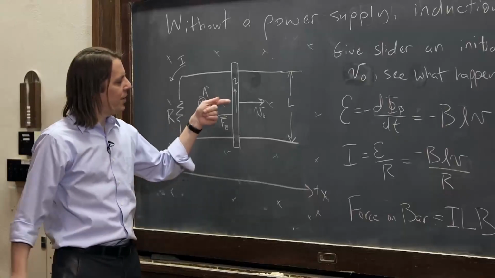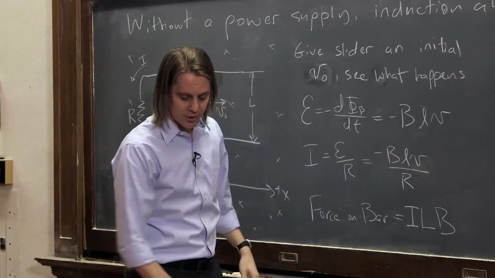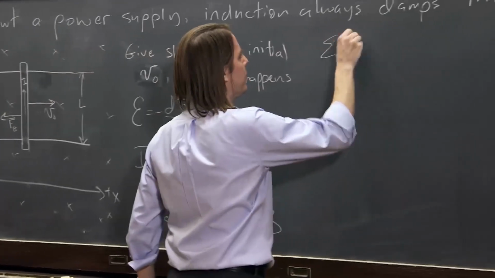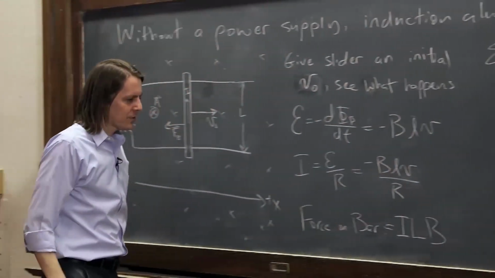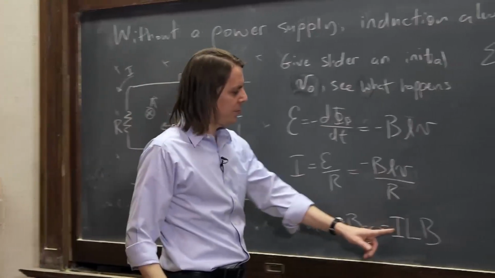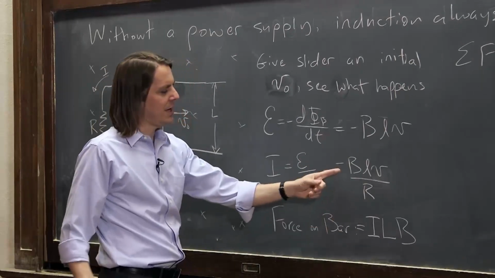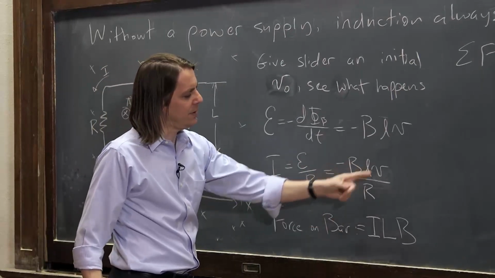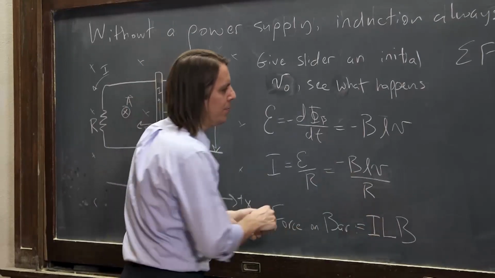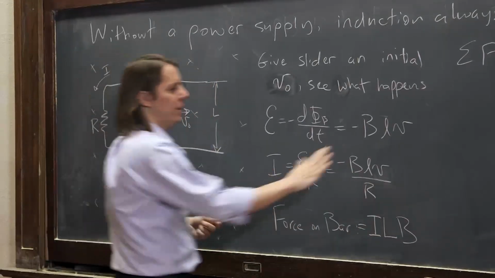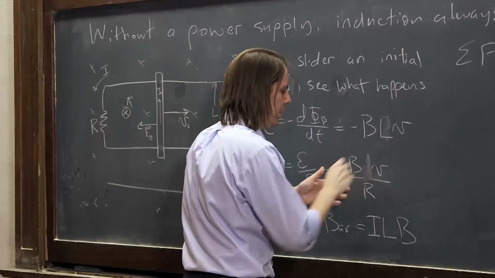Okay, so we have something with initial velocity this way and a force dragging it back that way that depends on its velocity. Oh, that's going to make a mess. Let's do kinematics. Sum of the forces equals ma. So the only force is this ILB force. Let's go ahead and plug in the current into ILB, and it becomes negative BLV over R times LB. So the LBs are squared, and I've gone and used a little L instead of big L, because I was thinking of the last board.